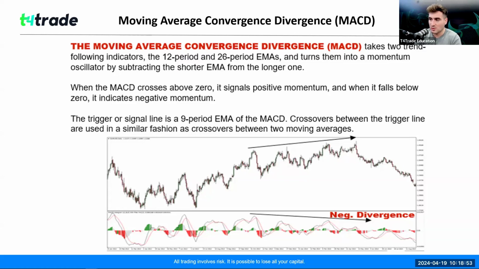So the crossovers of the trigger line are used in a similar fashion as crossovers between two moving averages, what we just discussed. So the MACD line is the difference between the 12 and the 26. Most of the time you're going to see that as a blue line. This is what we're going to refer to it as. So when you see the MACD line crossing above the signal line, which is the red line, visually represented, it creates the same thing, the bullish crossover.